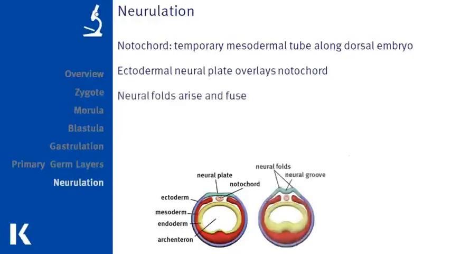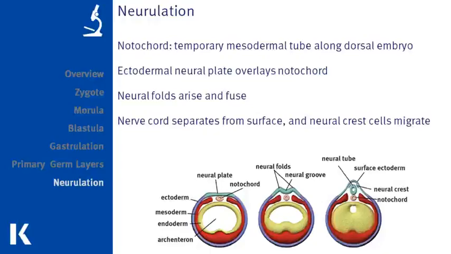These mesodermal cells in the notochord induce the ectodermal cells in the neural plate to contort into neural folds, which surround a neural groove. And the tips of these folds are neural crest cells, which will eventually differentiate into further tissues. After the neural folds fuse, the neural tube is formed and subsequently separates from the surface. The neural crest cells migrate and become the peripheral nervous system, pigment-producing cells, and some glia.